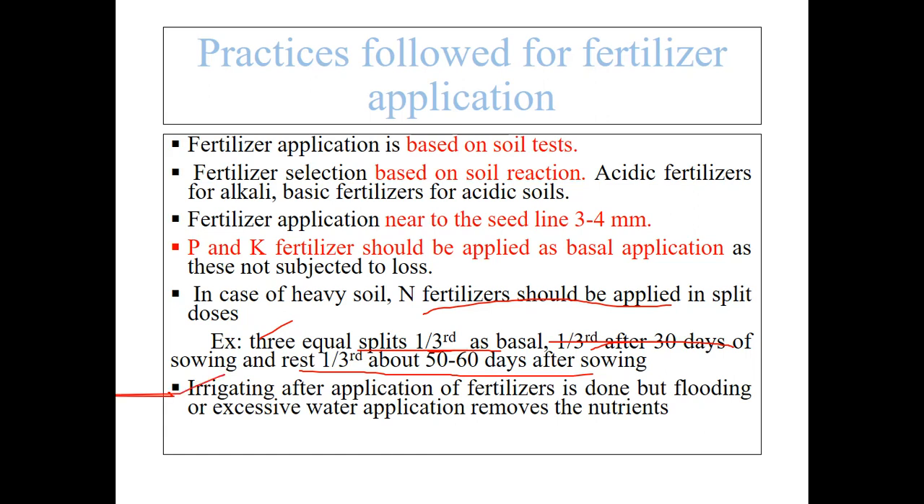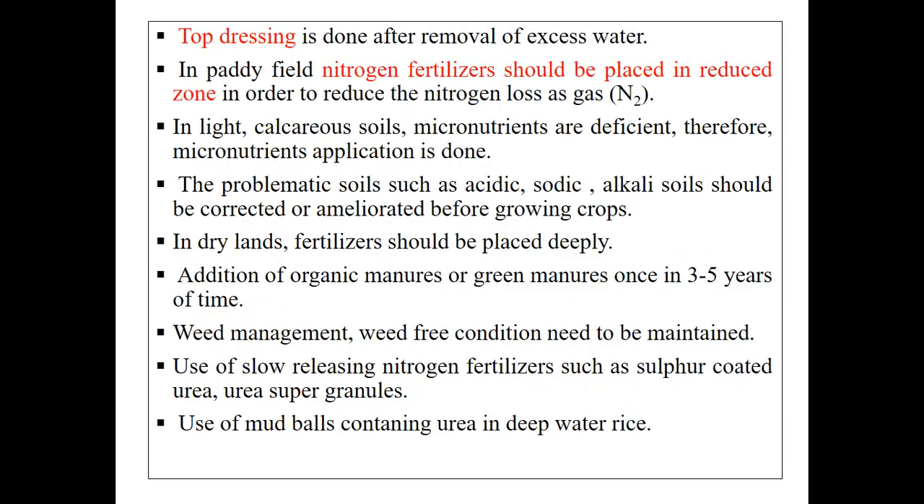Okay, and then irrigation is done after application of fertilizer, but flooding or excessive water application removes the nutrient. When an excessive amount of water is given, that leads to leaching of the nutrient. That is why we have to avoid flooding or excessive water application to the soil in such conditions. And the next point is top dressing is done after removal of excess water. Top dressing means what? When the crop is already standing in the field, say nutrient application 30 days after sowing or 60 days after sowing. That application after sowing when the crop is already in the field, we call it top dressing.